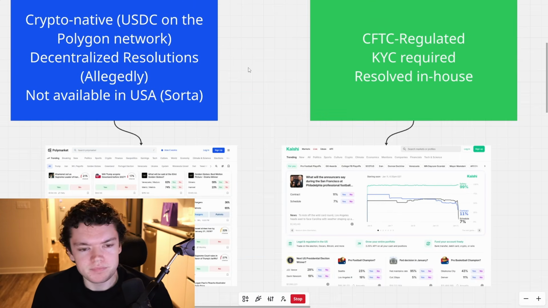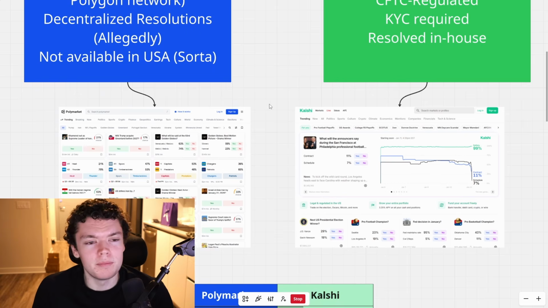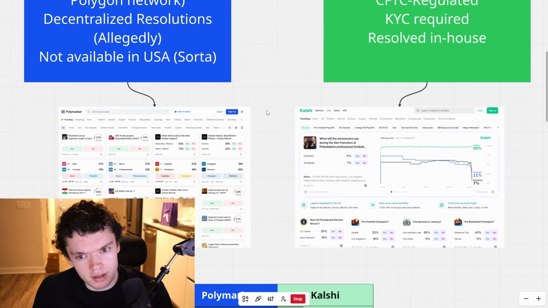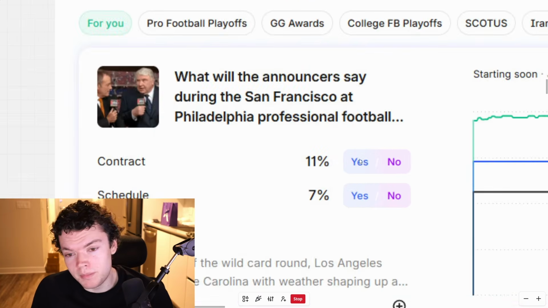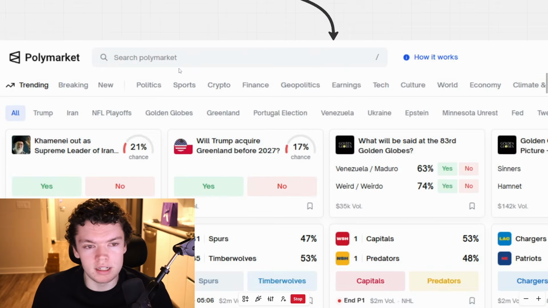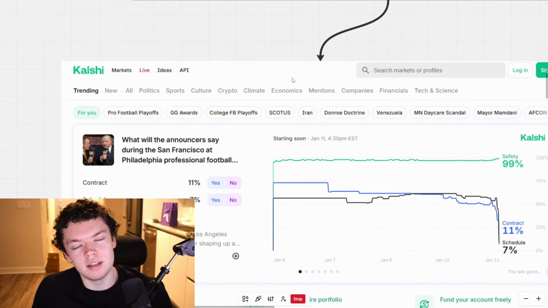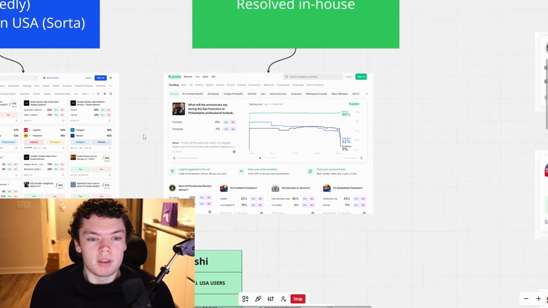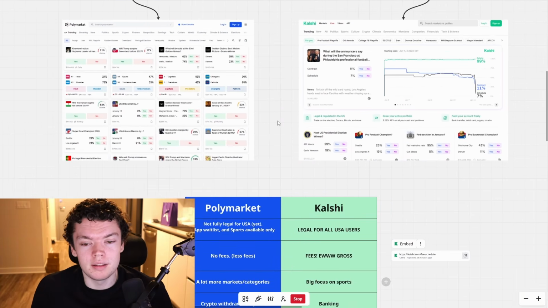Okay. Now, if you look at both of these, they both look very similar. They're both prediction markets. On both of them, you bet yes or no. Bunch of different categories. You'll see these on Polymarket. You'll see these on Kalshi. That's about it. Let's keep going.